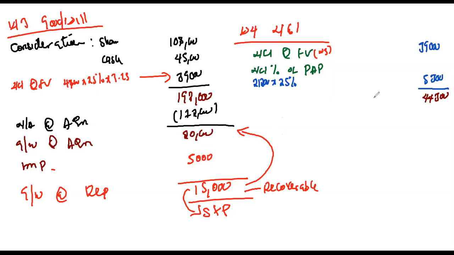There we go. So we have that figure there. What else do we have? The NCI should also suffer the impairment. What was the goodwill impairment? NCI should also suffer the impairment because they're also enjoying the profit. So even the losses, they are supposed to share. So what do we do? We get the impairment loss of 5,000 multiplied by 25%. So how much do we have?